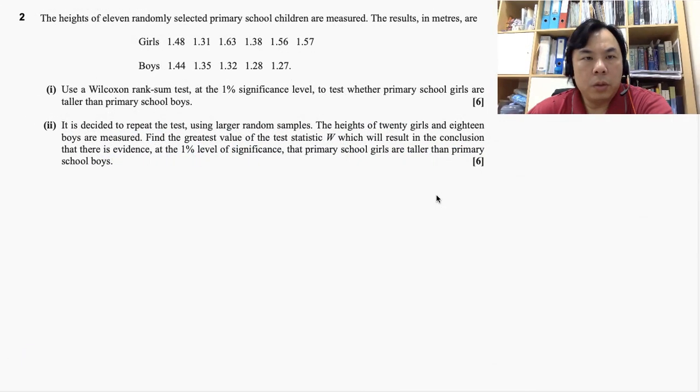All right, let's take a look at question 2 here. The heights of 11 randomly selected primary school children are measured. The results in meters are given as follows. Now we need to use the Wilcoxon rank sum test at 1% significance level to test whether primary school girls are taller than the primary school boys. First of all, maybe I would like to label this as the height for the girls, and this represents the height for boys in this case.